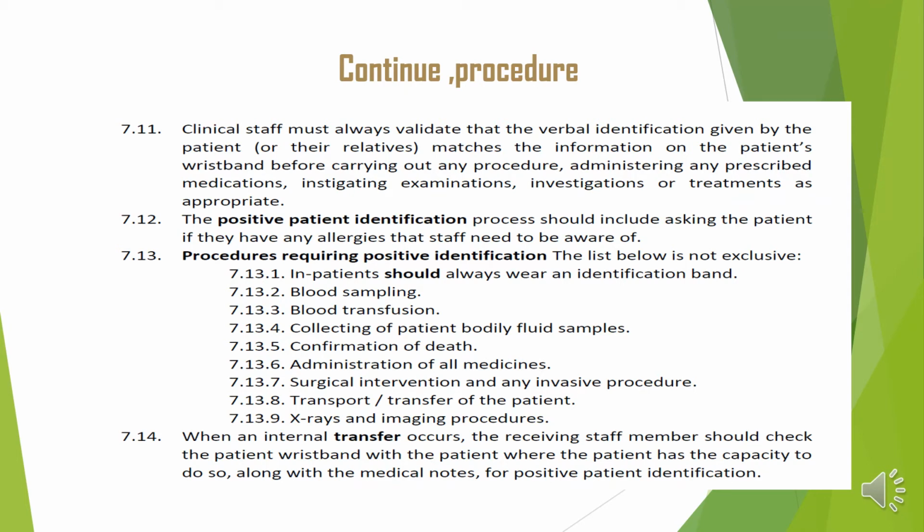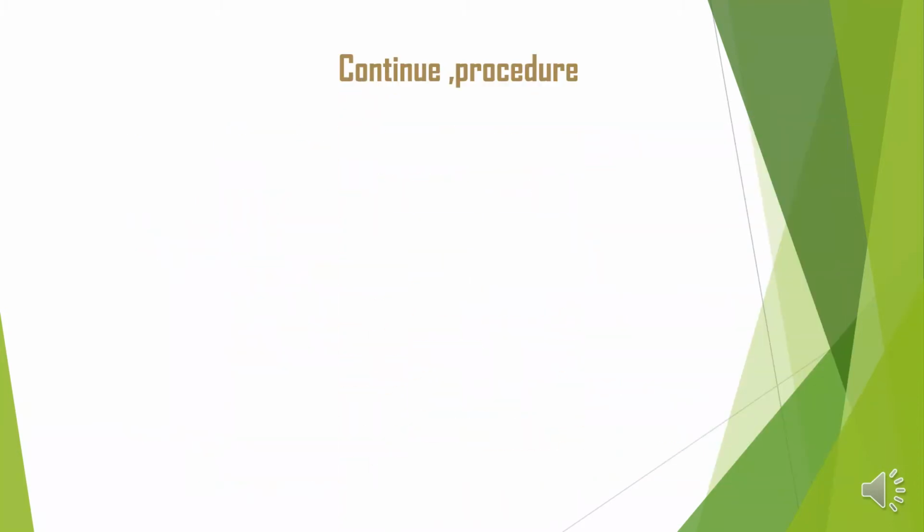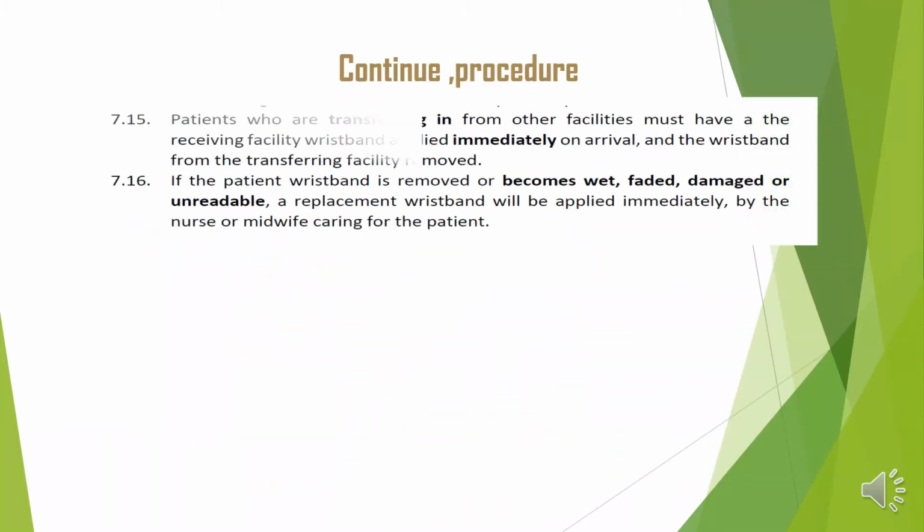When an internal transfer occurs from one department to another, for example from OR to ICU or from ICU to OR and vice versa, the receiving staff member should check the patient wristband with the patient, where the patient has the capacity to do it. You have to revise it with the patient or with the family member, or as we said before, with another staff member, to do a proper positive patient identification.